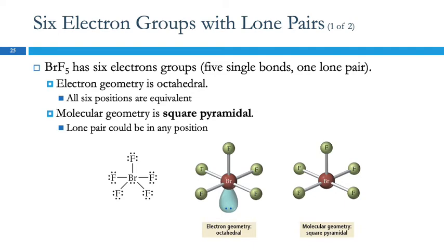Six electron groups. So bromine trifluoride. We've got 5 bonds and a lone pair. So a total of 6 groups. 6 groups makes an octahedron. So here we have our octahedron. All the bond angles are 90 degrees, so there's no special positions.